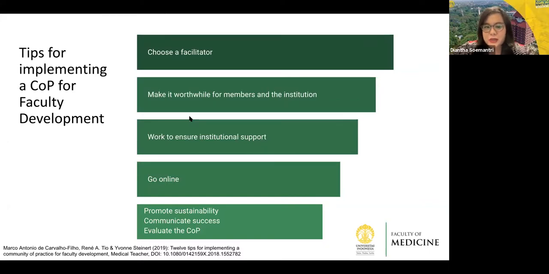We have to work to ensure institutional support. So whatever the type of COP, we have to ensure that our institution supports and gives the logistics. Perhaps we have an online COP in terms of technological support. Maybe the institution can support us. Go online. So this is already a tip for implementing COP for faculty development. Go online. We will discuss this further. And of course, promote sustainability, communicate success, and evaluate the COP. Whatever we do, we have to evaluate. And when we have some success, we can communicate this success to propagate more and more COP to be created and to be developed in our institution.